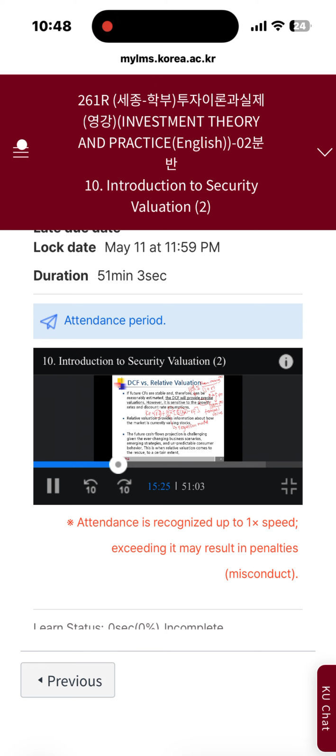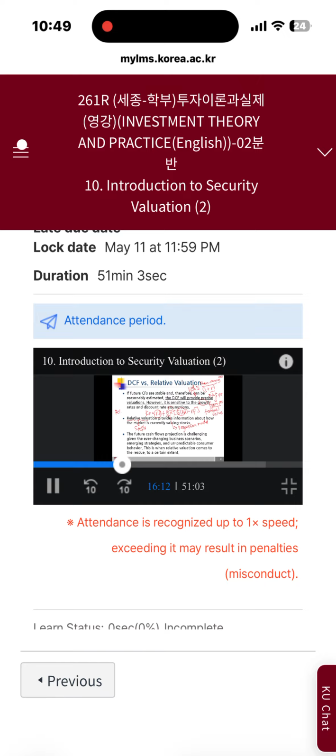And this is when relative valuation comes to the rescue to a certain extent. Relative valuation provides information about how the market is currently valuing stocks. This relative valuation is simpler to value your firm compared to the discounted cash flow models. But since it's simple, the relative valuation may give you a less precise number than the discounted cash flow model.